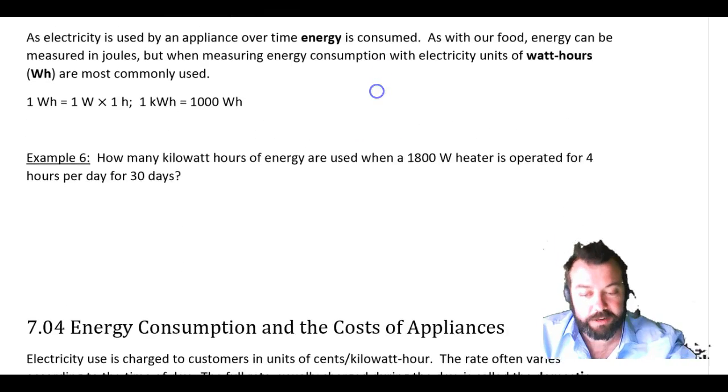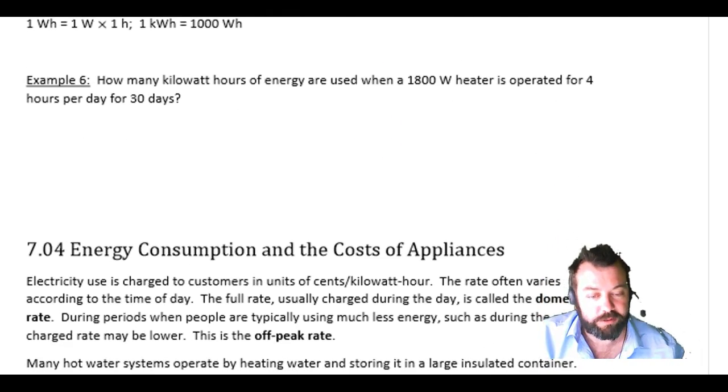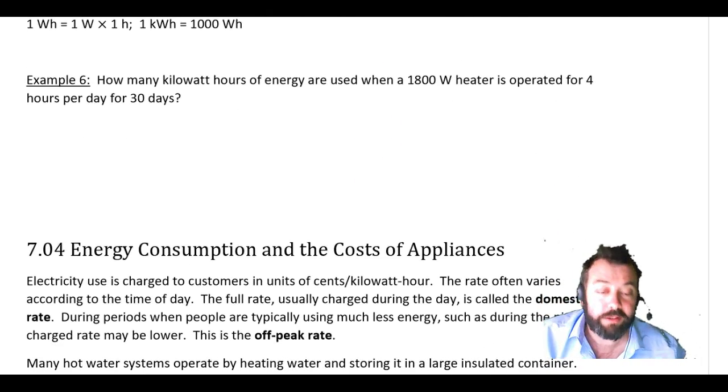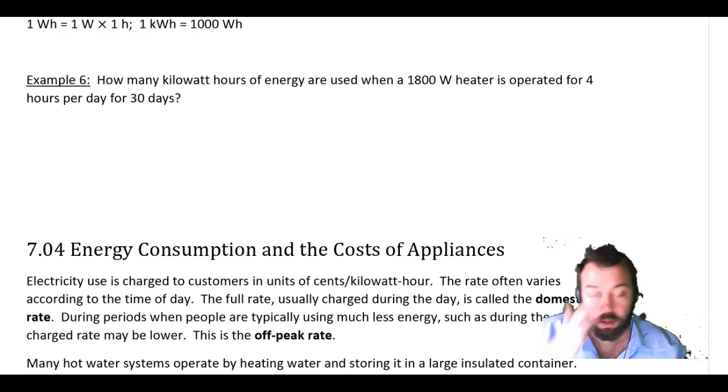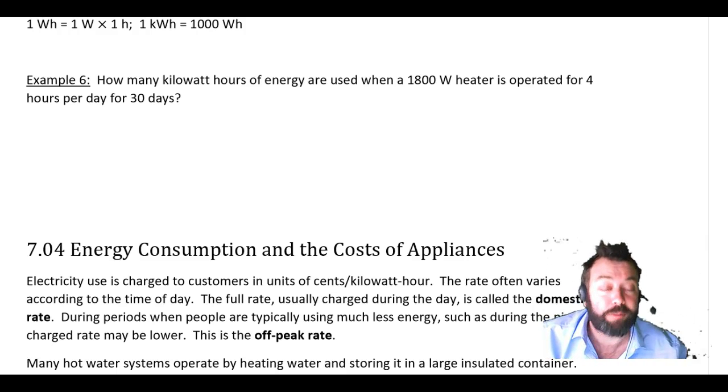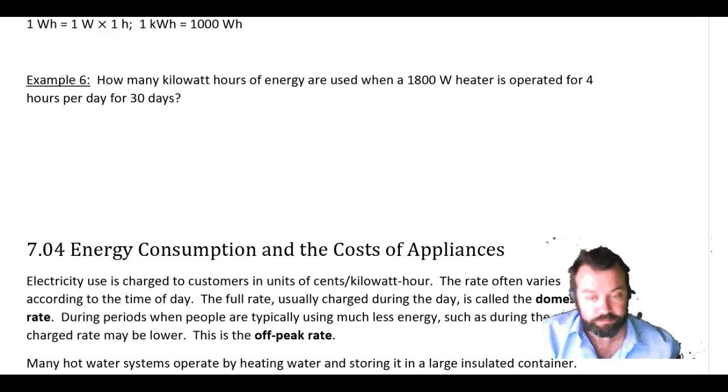So, here's an example. How many kilowatt hours of energy are used when a 1,800 watt heater is operated for 4 hours a day for 30 days? Well, I need to know the number of kilowatts and the number of hours, and I multiply those things together to get kilowatt hours.